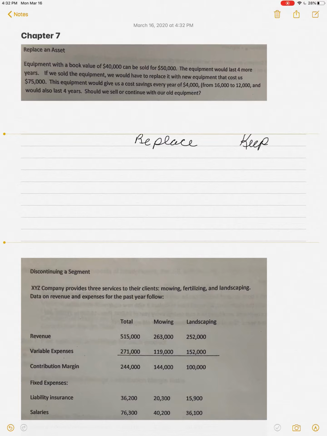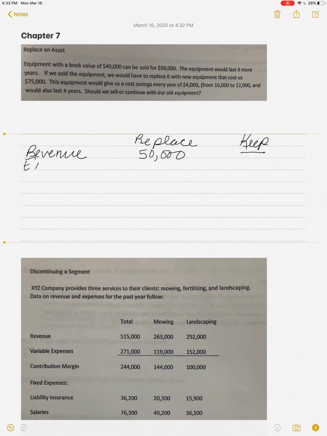For example, if we decide to replace an asset, what kind of revenues would that bring in? Well, if we do replace it, the old equipment could be sold for $50,000. But if we keep it, we're not going to have that income. So nothing would come here in that keep column. Book value is a sunk cost. That is always irrelevant in our decision making.